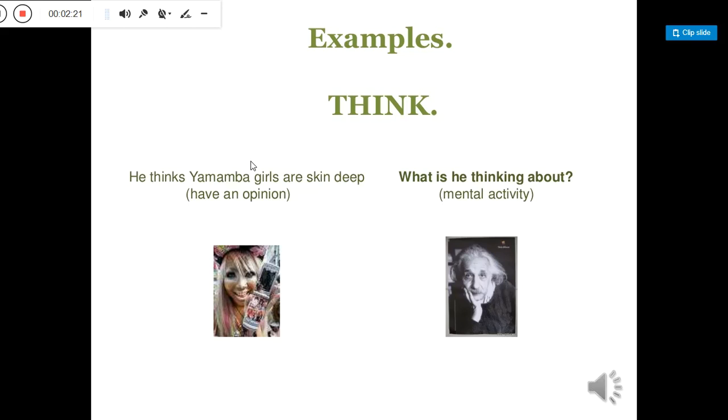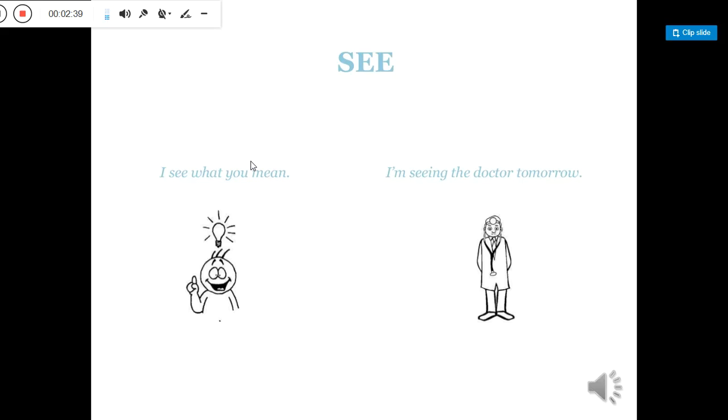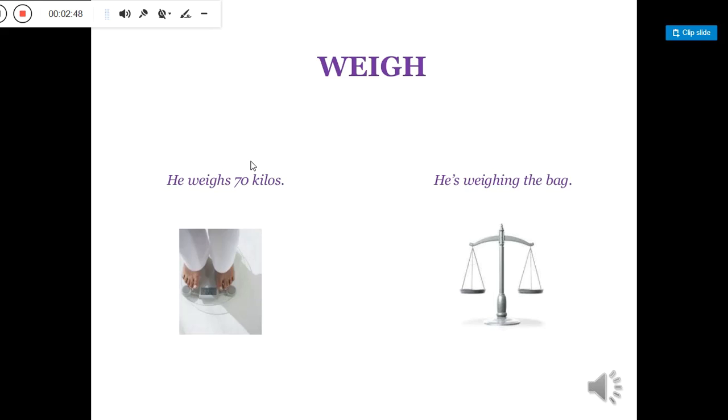Examples: think. He thinks Yamamba girls are skin deep. This is an opinion, so he has an opinion. While he is thinking about, this is a mental activity. I see what you mean. Or I'm seeing the doctor tomorrow, a future action. He weighs 70 kilos. He is weighing the bag right now at the counter.